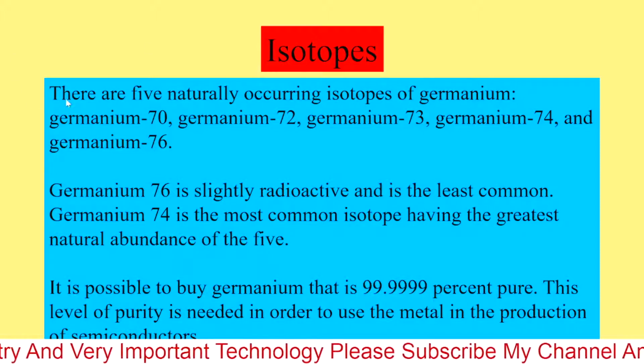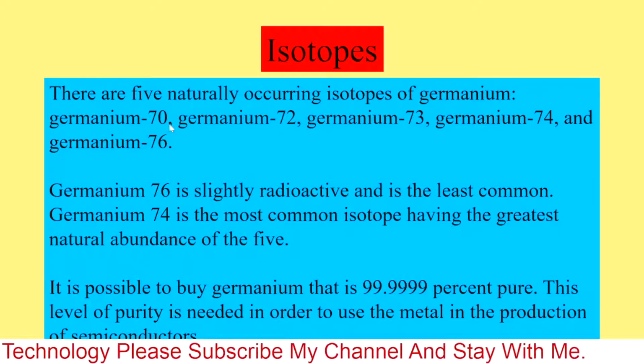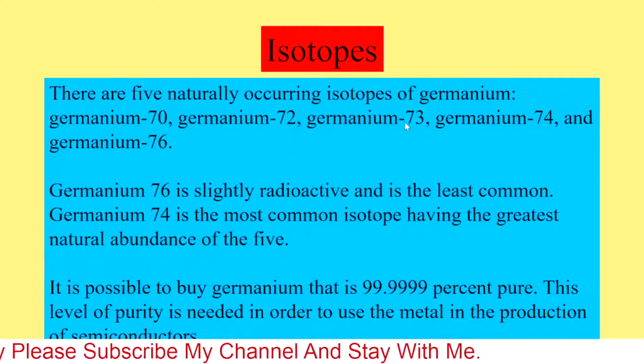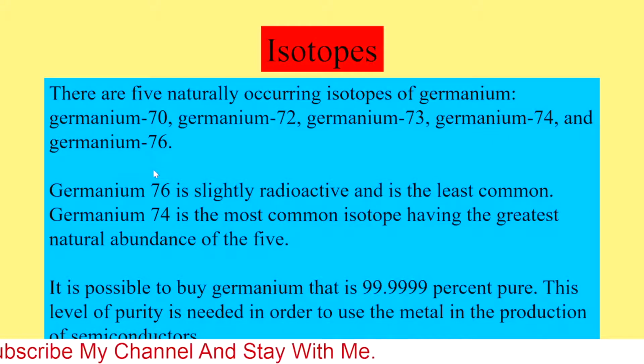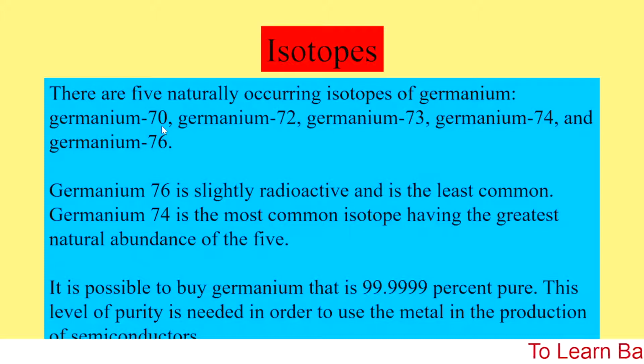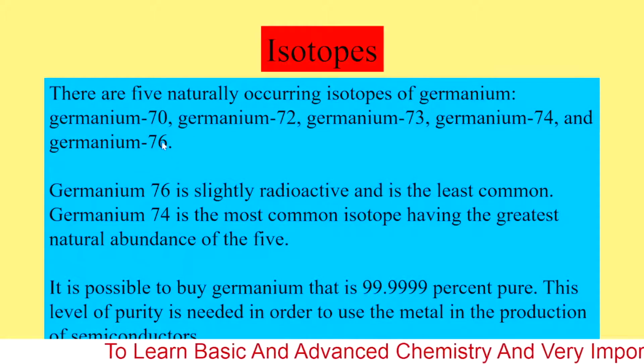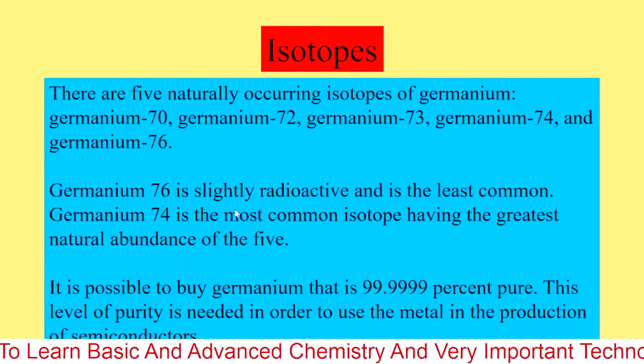So we have 5 different types of isotopes with atomic mass 70, 72, 73, 74 and 76. Here you can see we do not have any fractions, because we have mentioned that atomic mass is the summation of the number of neutrons and the number of protons. So always the atomic mass of that specific isotope should be a whole number, no fraction.